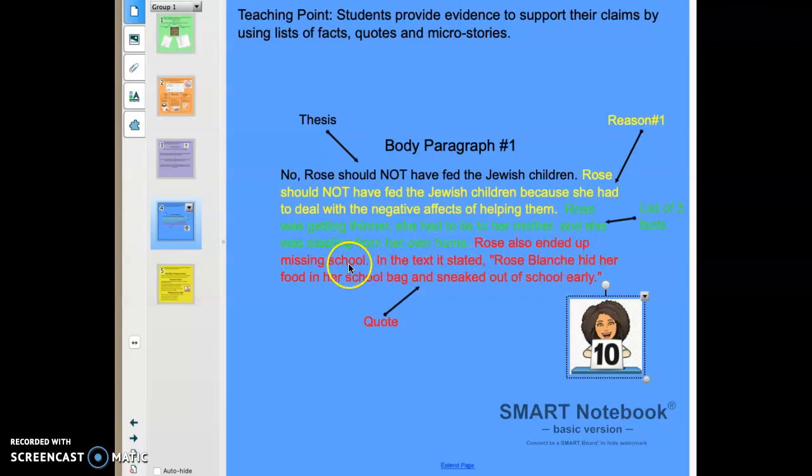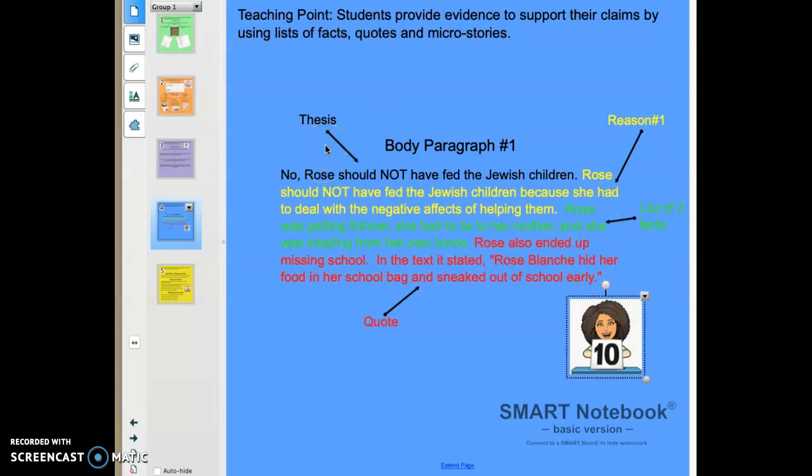Rose also ended up missing school. In the text, it stated, there's those transition words, guys. Rose Blanche hid her food in her school bag and sneaked out of school early. This is a sample of a perfect body paragraph. I would do the exact same thing again for body paragraph 2 and 3.